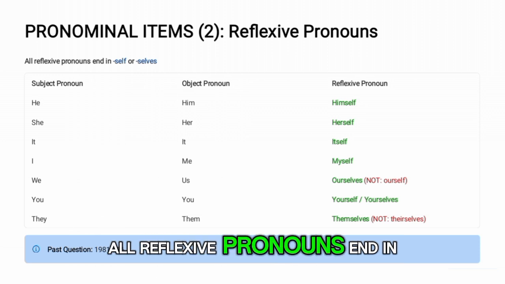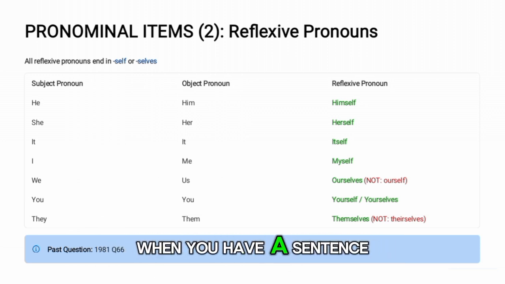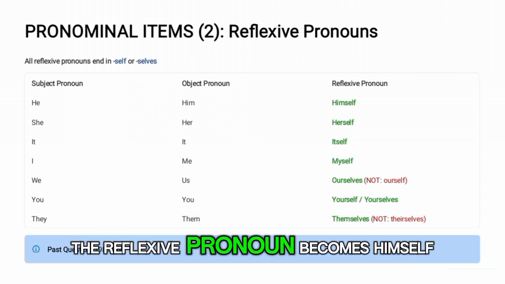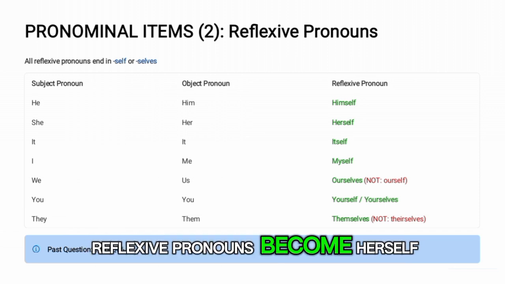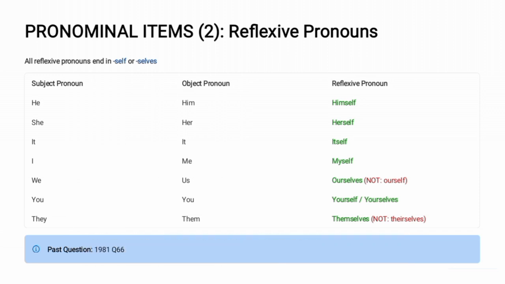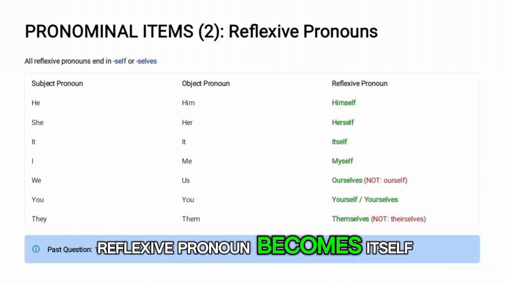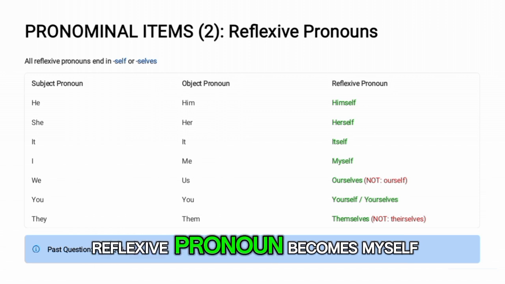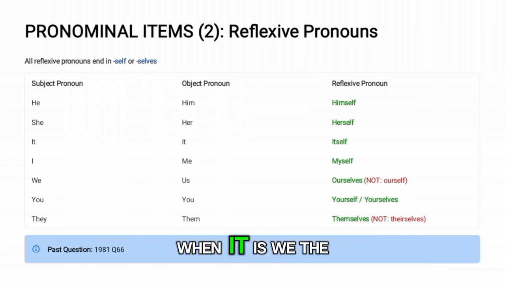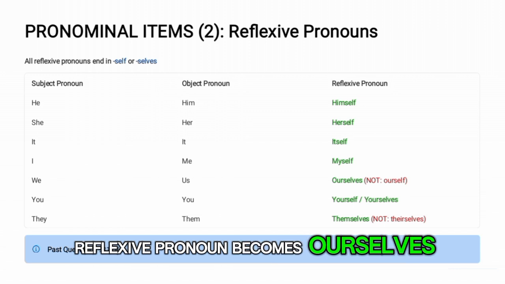All reflexive pronouns end in self or selves. When you have a sentence where the subject is he, the reflexive pronoun becomes himself. When it is she, the reflexive pronoun becomes herself. When it is it, the reflexive pronoun becomes itself. When it is I, the reflexive pronoun becomes myself. When it is we, the reflexive pronoun becomes ourselves.